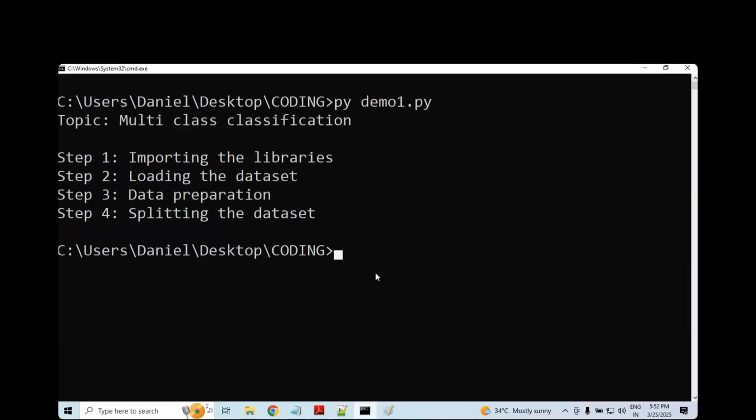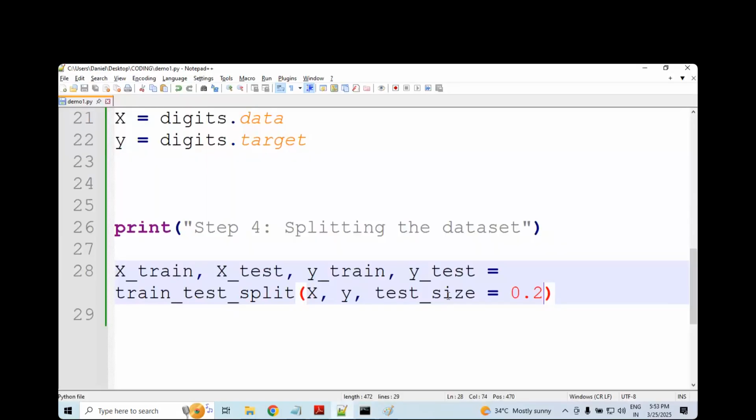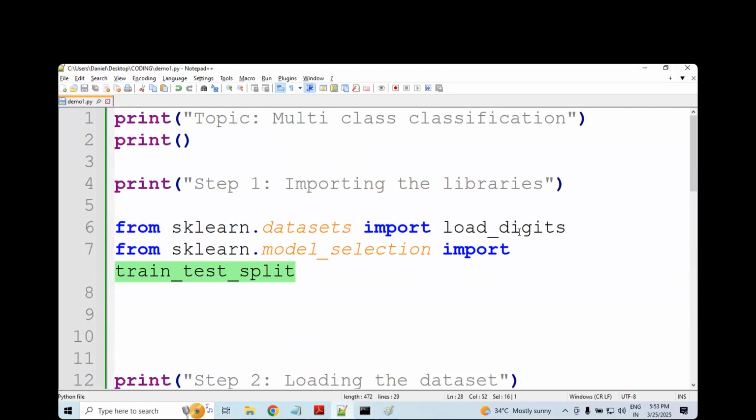Importing the libraries. You should know what all steps are involved: loading the data set, data preparation, splitting the data set. To load the data set, we are using a function in the backend. For splitting the data set, we are also using a function. What I mean to say is that we are using more functions here, and you need to get clarity on that. Function number 1, load underscore digits. Function number 2, train underscore test underscore split. This is the second function.